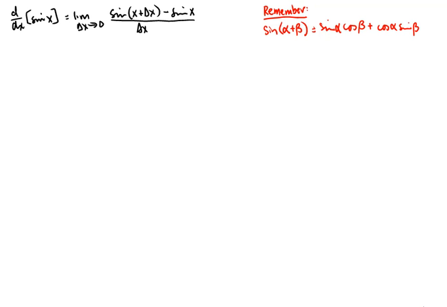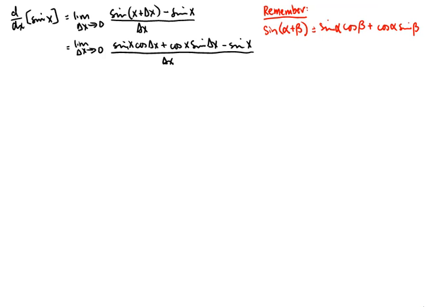Now, there are 14 or 16 trigonometric identities, but this is one that you will be required to remember throughout the course. Now, when we apply that trig identity to sine of x plus delta x, we get sine x cosine delta x plus cosine x sine of delta x. Then we still have the minus sine x in the numerator above. And that's all over delta x.